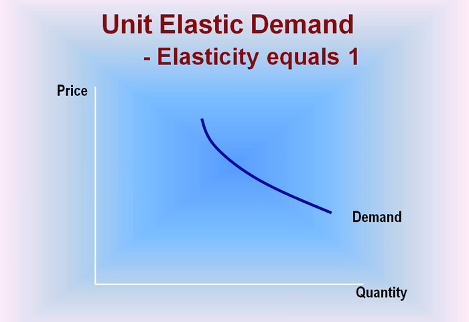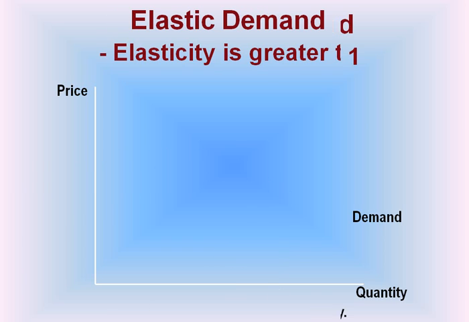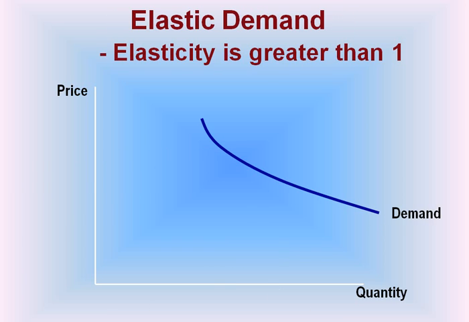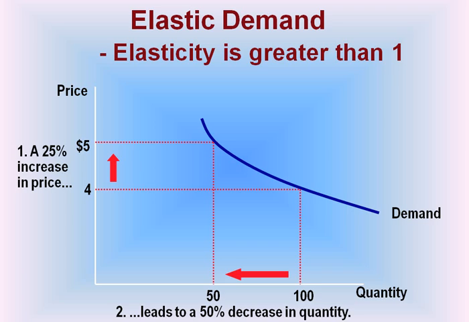Unitary elastic, equal to 1. Here we will have the same percentage change. Percentage change in price is 25%, and the percentage change in demand is also 25%. They are in opposite directions because the demand curve is negatively related to the price. Greater than 1, we have a flatter demand curve. There will be a small percentage change in price, but more change in demand in percentage terms.